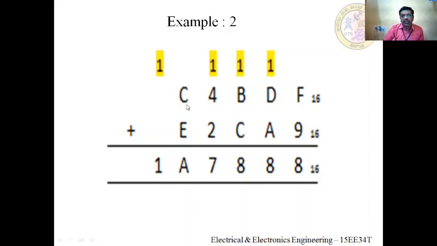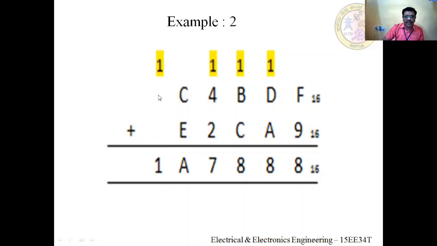That is 26. Since 26 is greater than 16, 26 minus 16 is how much? 10. We cannot write 10 here. Instead of 10, I am writing A, because A is the hexadecimal equivalent of decimal 10. I'm sending carry 1. So here we have 0 and here we have 0.